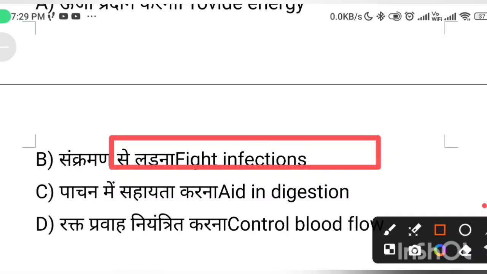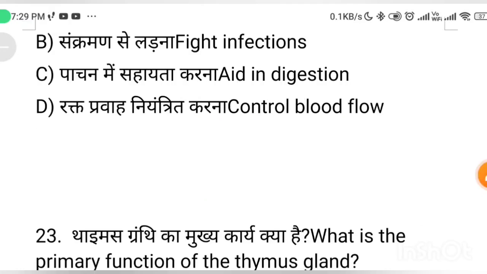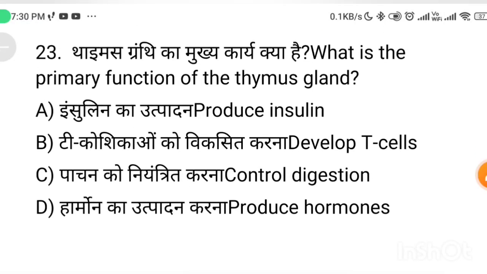Next question. What is the primary function of thymus gland? Option A, produce insulin. Option B, develop T cells. Option C, control digestion. Option D, produce hormone. Correct answer is option B, develop T cell.